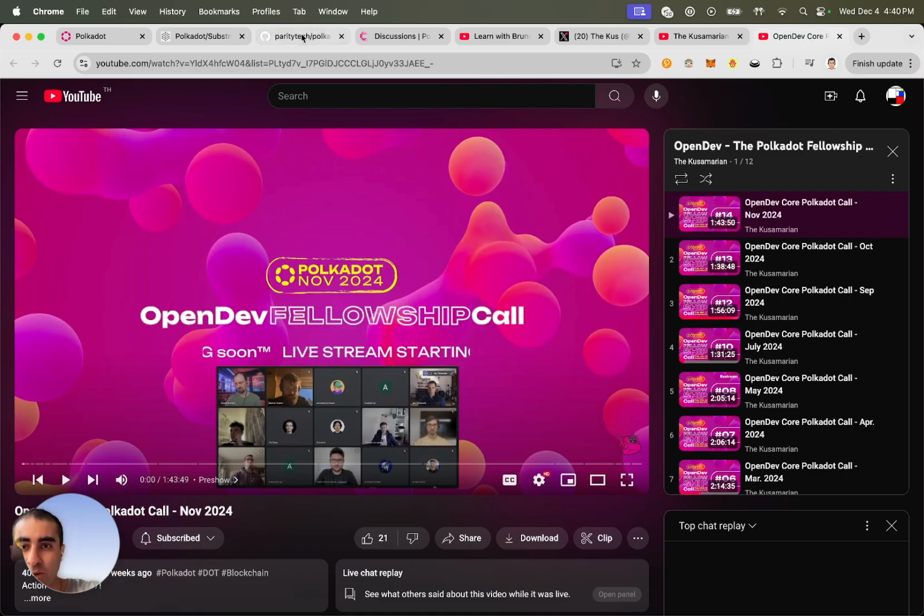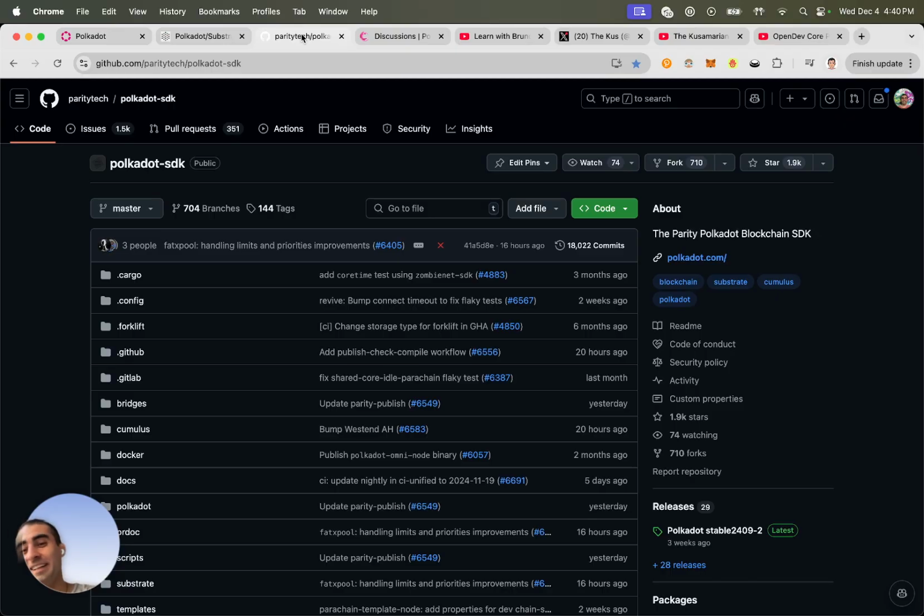Well, when I think of Polkadot myself, there is no definition in my head without showing you this, right? The Polkadot SDK repo. This is Polkadot. This is literally Polkadot. This is the Polkadot SDK. This is the Polkadot code base. All right, so it's an open source repo.